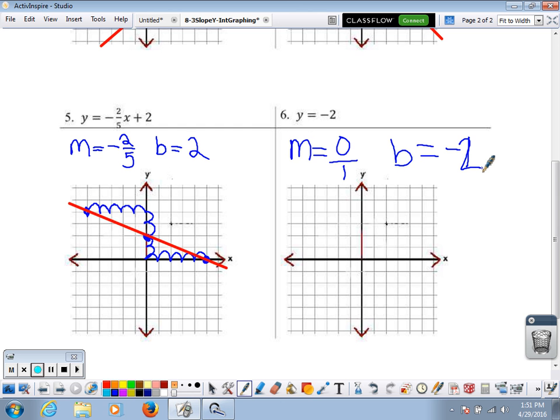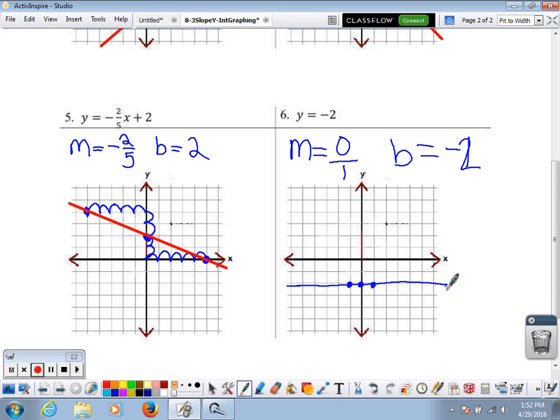Okay, so her slope is 0 over 1. Her y-intercept is -2. So she plots a point on the y-axis at -2. And for her next points, notice she doesn't go up or down at all. She just goes left and right because the rise is 0. So she's not going up, she's not going down, and she runs 1 in each direction. Then we just draw a straight line all the way across the graph. Very good, Courtney.